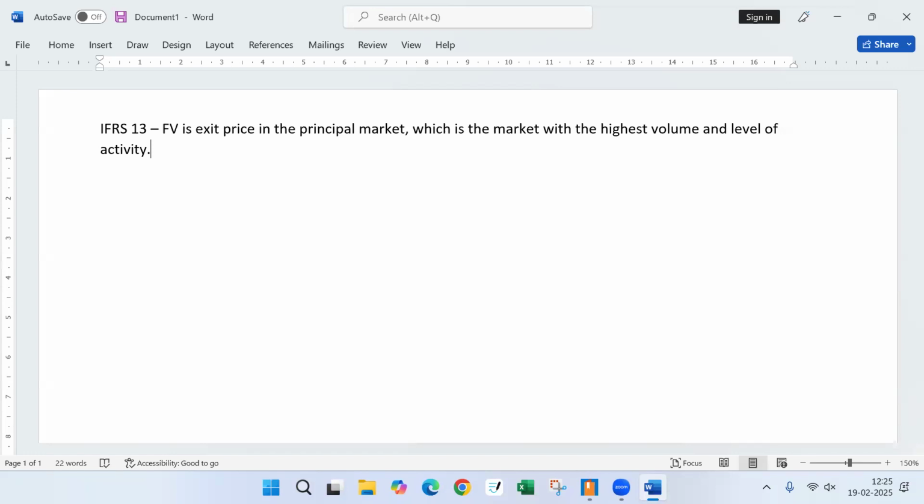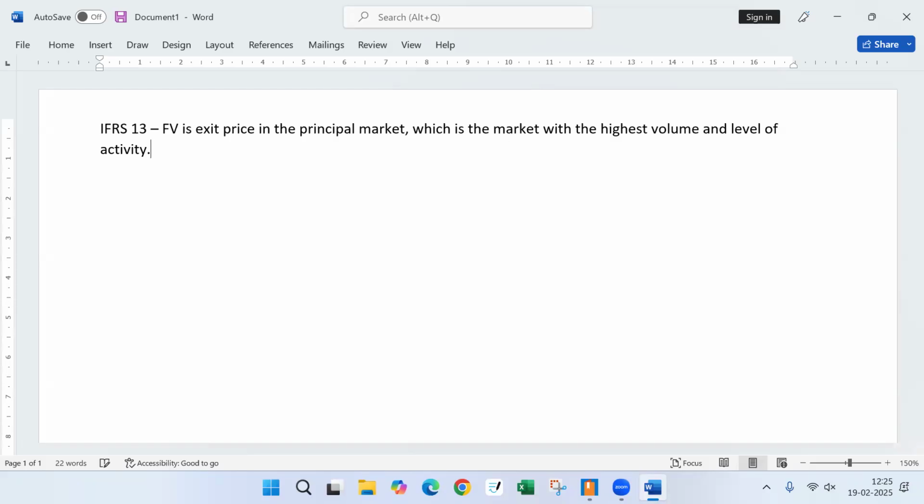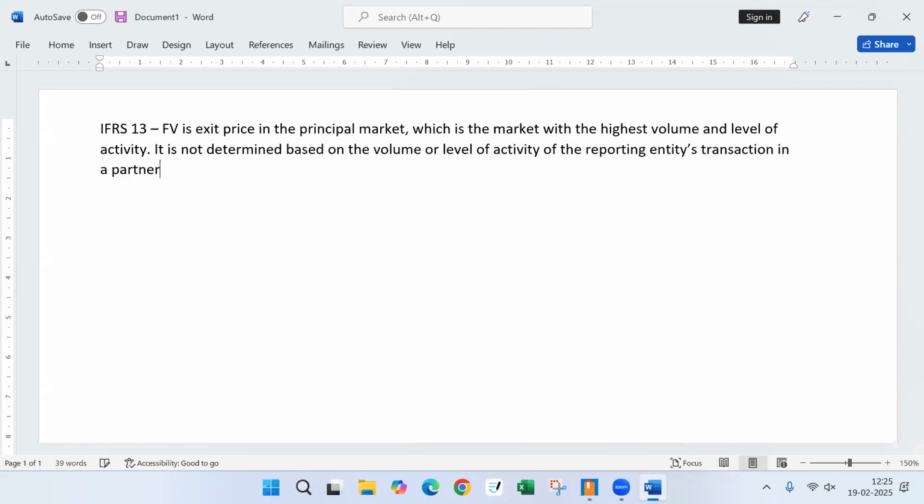You understand? So let's say that particular manufacturing company is situated in Karnataka. Which is the best market for them? Definitely Kerala, right? That's where the demand is. So when it comes to the principal market, this is very important, it is not determined based on the volume or level of activity of the reporting entity's transaction in a particular market.